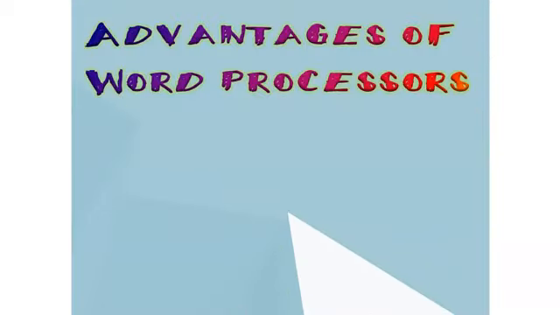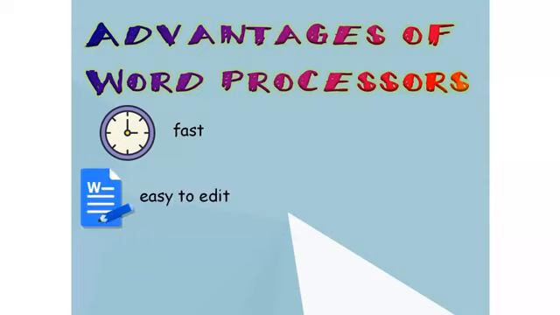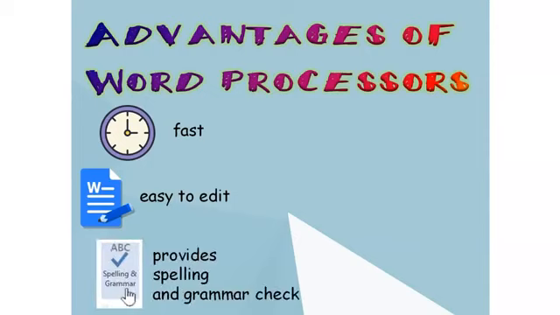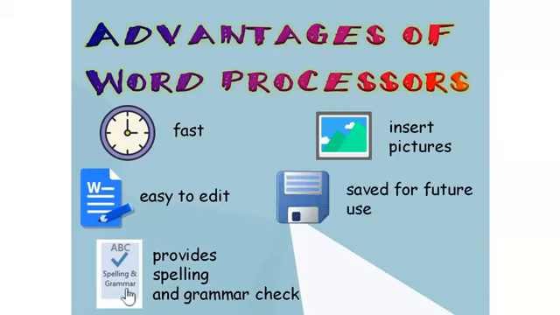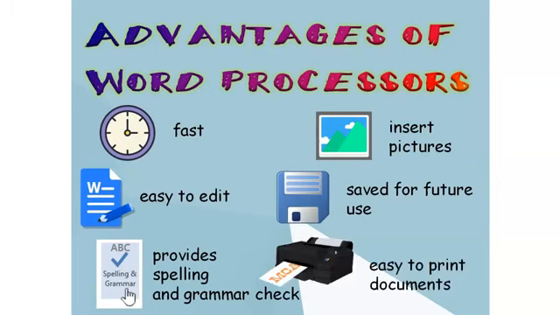What are the advantages of word processors? With a word processor, you can work much faster. It is easy to correct errors and make changes in your document. Spelling and grammar can be checked in this software. Pictures can also be inserted with your document, and it can be saved and still be worked on in the future. Your documents can also be printed easily, just like how they appear on your screen.